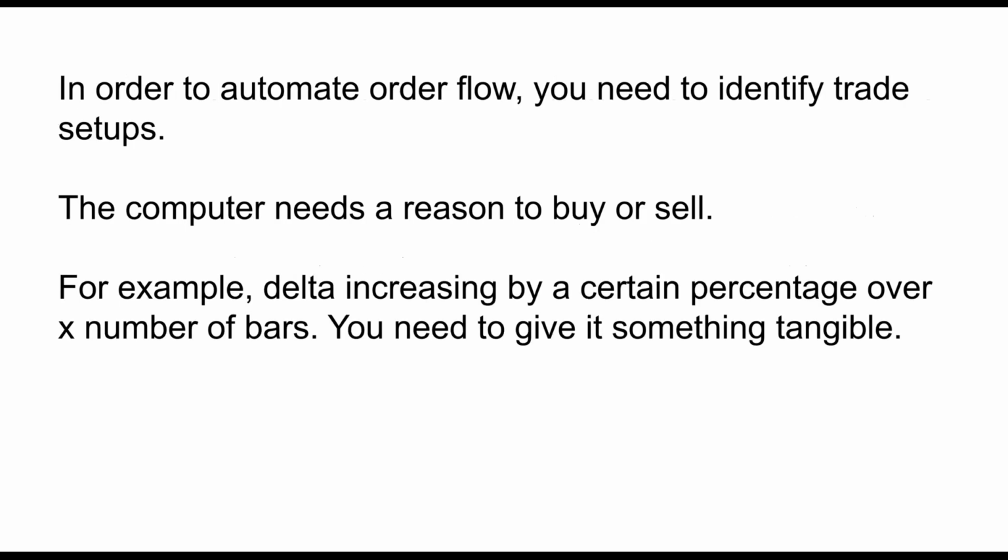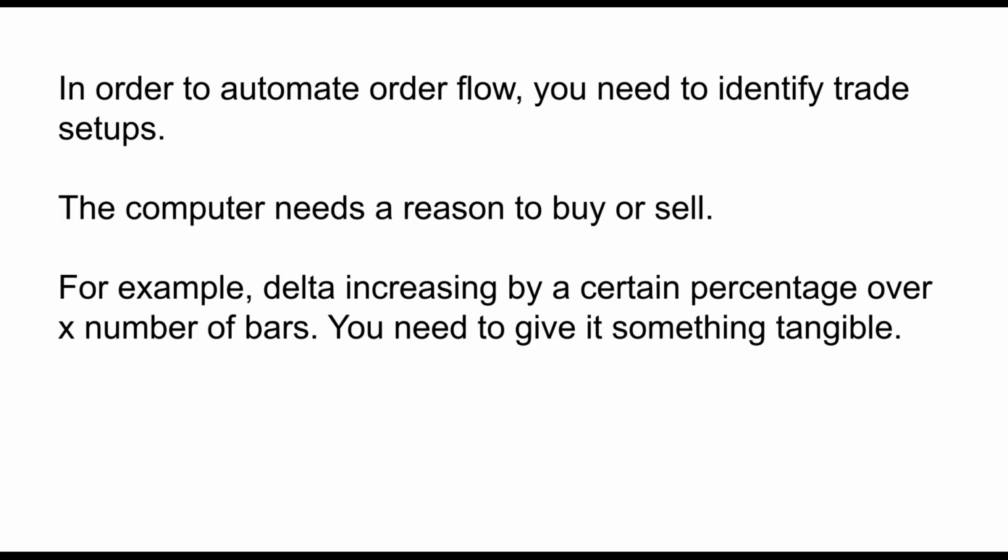So the next step is, in order to automate order flow, you need to identify trade setups. Basically the computer needs a reason to buy or sell. So for example, if you're an order flow trader, most of you understand order flow, use order flow footprint charts or order flow indicators. Say a delta increasing by a certain percentage over X number of bars. You need to give the computer a reason to buy or sell.